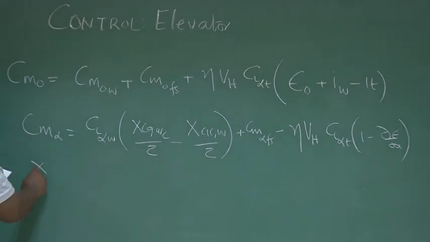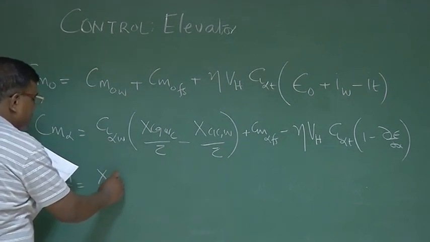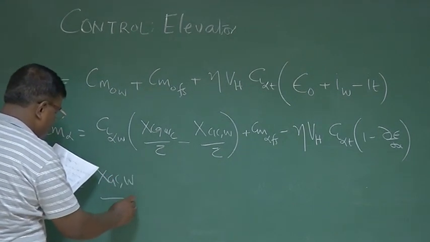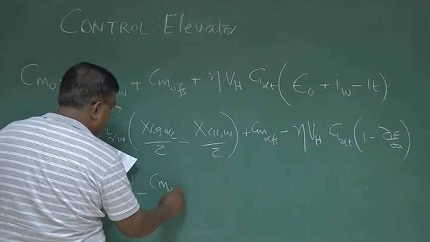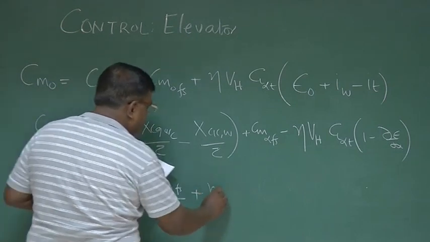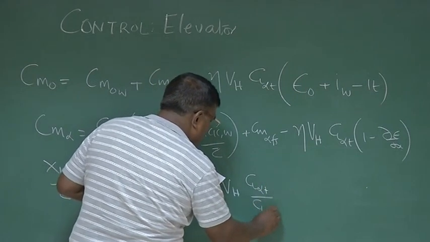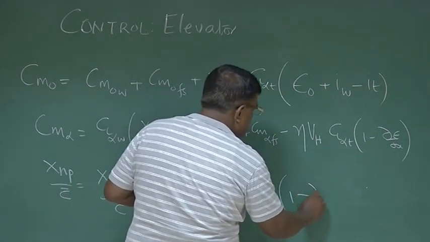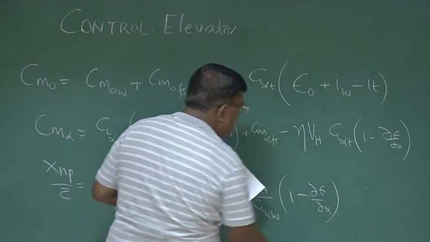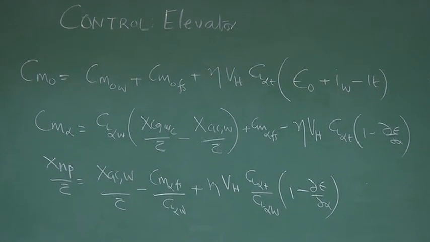And also we found our neutral point location as XAC wing by c bar minus Cm alpha fuselage by CL alpha wing plus eta VH CL alpha tail by CL alpha wing into 1 minus d epsilon by d alpha. This looks much neater, right? Whatever effort we made yesterday, the gist was these 3 expressions. Let us visit them as a designer.